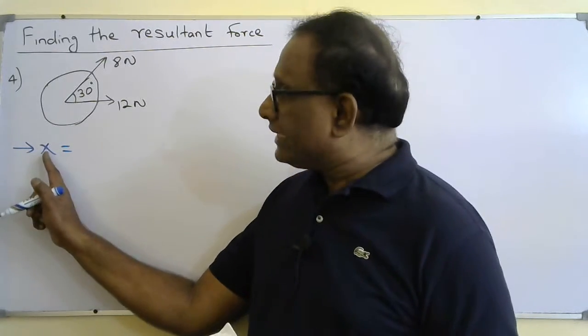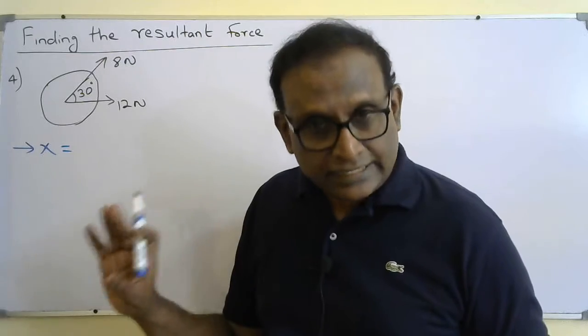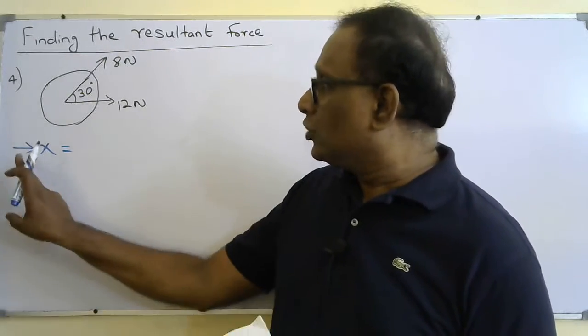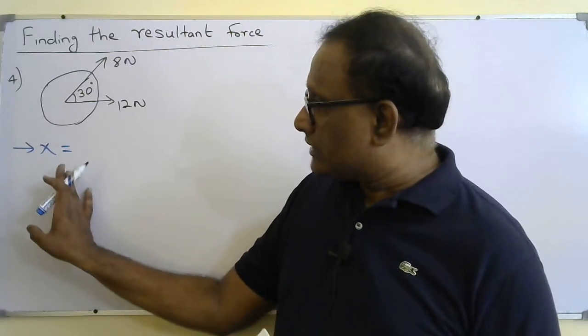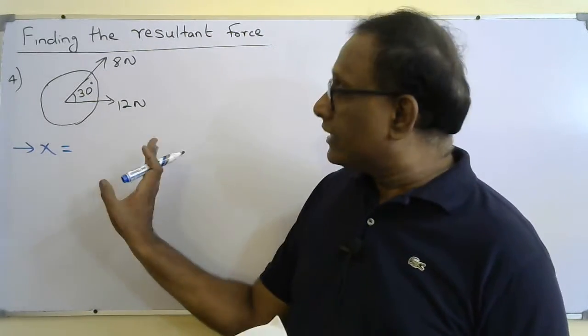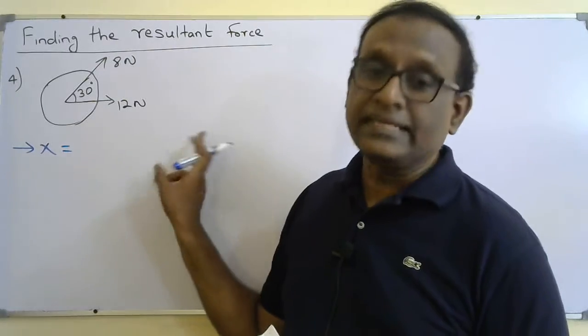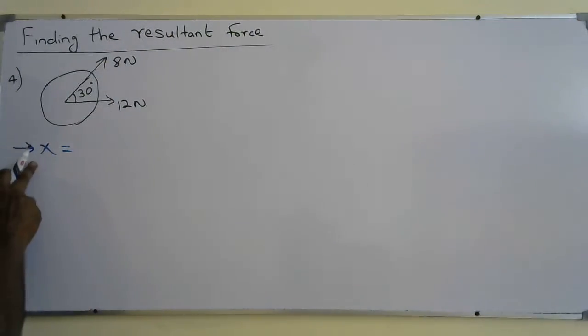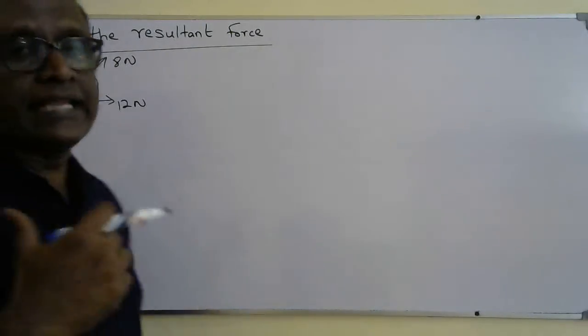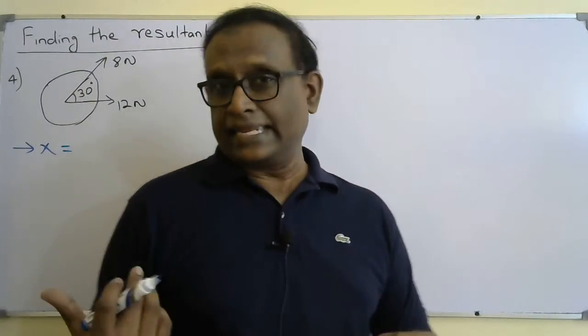So if I want, I can take it towards left also positive. That is nothing wrong. But I am just taking towards right positive. When I resolve any of these things, if I get towards right, I'll write it with positive. If I get towards left, I'll write it with negative sign. Okay, so I'm going to resolve everything in horizontal direction. If it is towards right, I'll take it positive. Towards left, I'll take it negative.